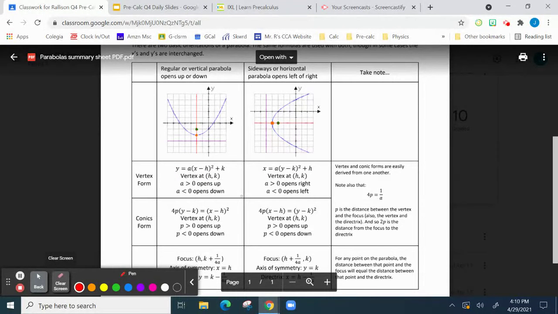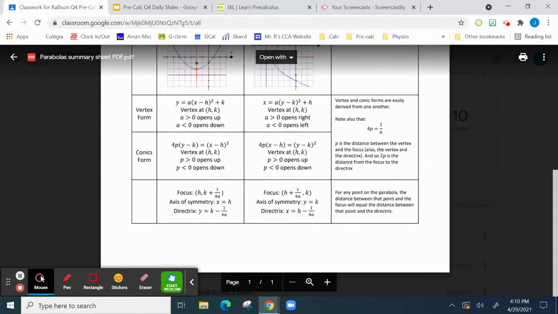If a is greater than 0, it opens up. If a is less than 0, it opens down. And over here on the left-right one, if a is positive, it opens to the right, and if a is negative, it opens to the left. Don't worry about the conics form right now. You don't need to worry about that.